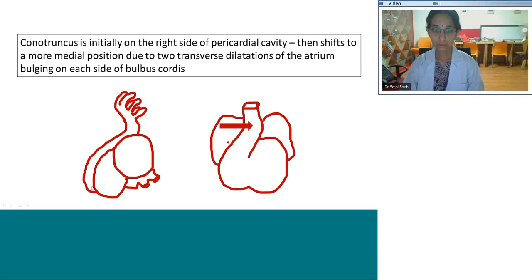Now, this is the structure of the conotruncal. Initially, we can see in this figure that it lies on the right side of the pericardial cavity, but slowly the conotruncal shifts to the midline. This is because there are two bulgings which appear on either side of the bulbus cordis, which are the right and the left atrium. This happens along with the development of the bulboventricular looping, the bulboventricular sulcus, and the interventricular septum.